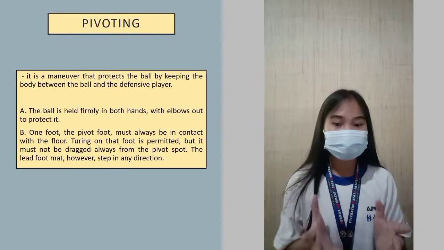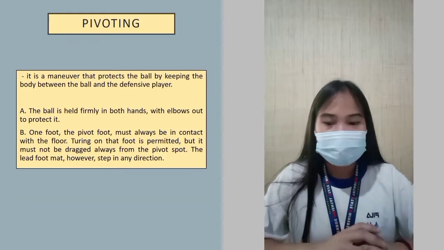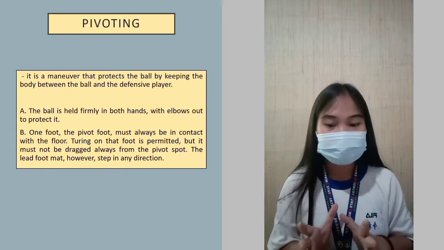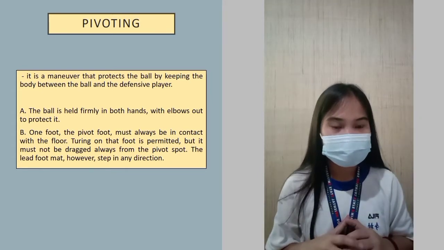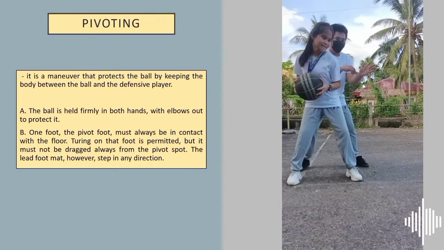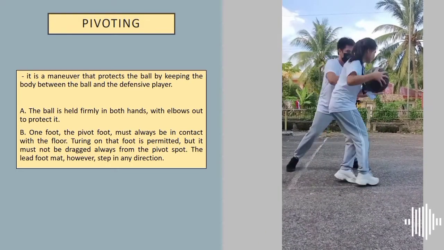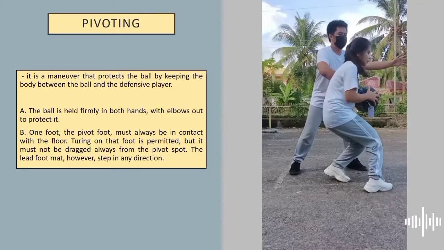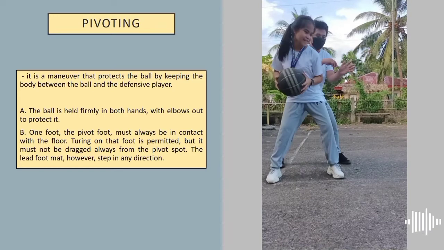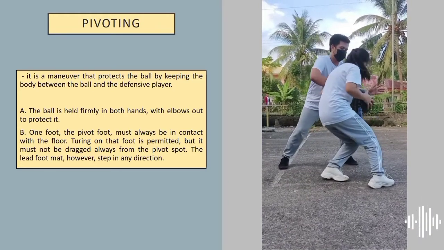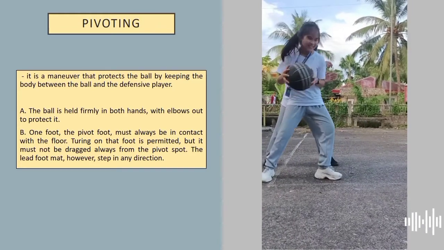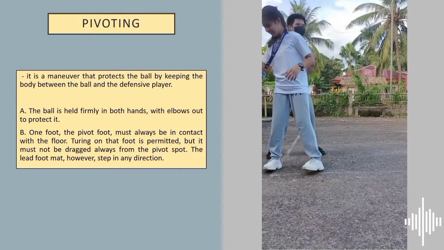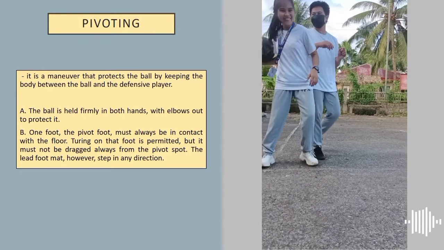Lastly, we have pivoting. What is pivoting? Pivoting is a maneuver that protects the ball by keeping the body between the ball and the defensive player. How to do pivoting? The ball is held firmly in both hands with elbows out to protect it. One foot, the pivot foot, must always be in contact with the floor. Turning on that foot is permitted, but it must not drag away from the pivot spot. The lead foot may, however, step in any direction.